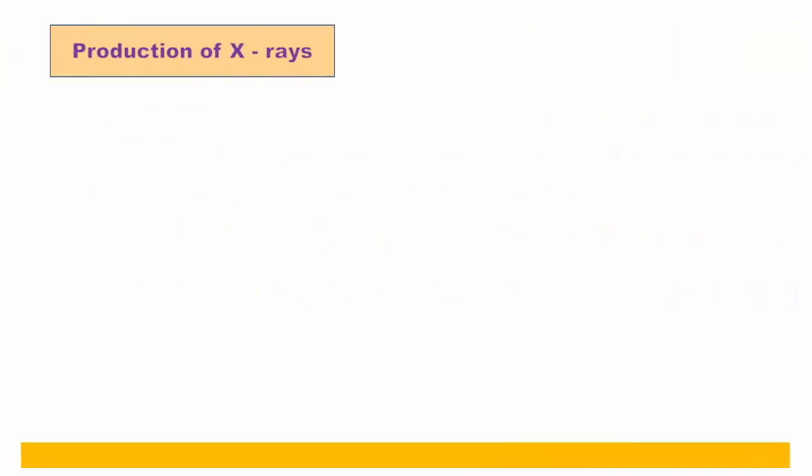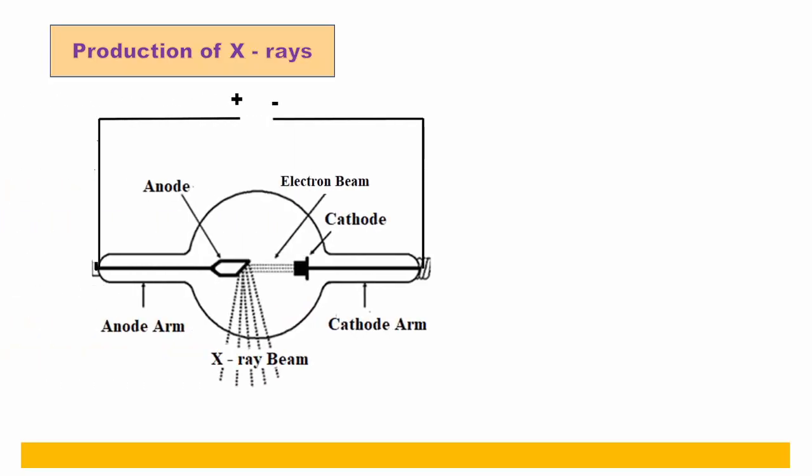Then we will study how X-rays can be produced. There are various methods to produce the X-rays. As like the X-rays can be produced with the help of gas tube also, and second one is the Coolidge tube. In this video, we can study the production of the X-rays using the Coolidge tube.